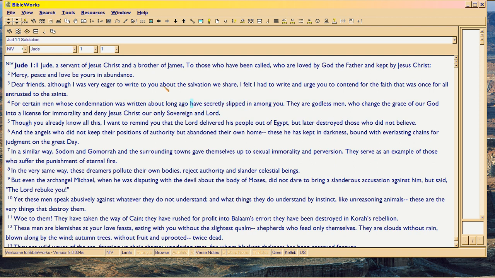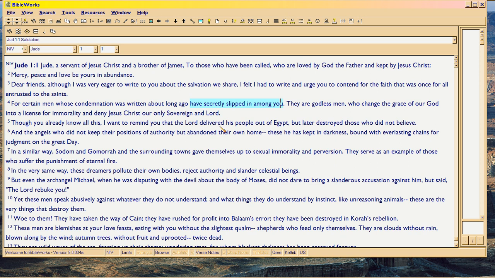He was going to write about salvation and growing in Christ, which is why he's saying this, about the salvation we share. In other words, we're already saved. Now what do we do? That's what he wanted to write about. But instead, he has to write about these false teachers, because they have slipped among you, whoever the people are that he's writing to. Now he's got to spend all this time reminding them of 2 Peter.